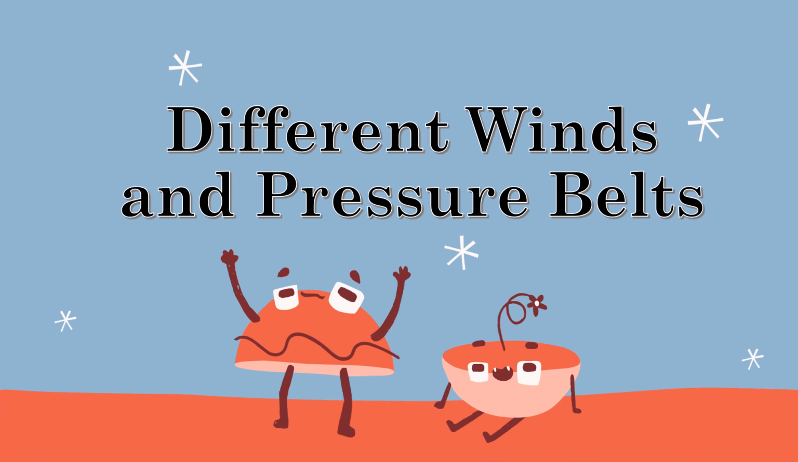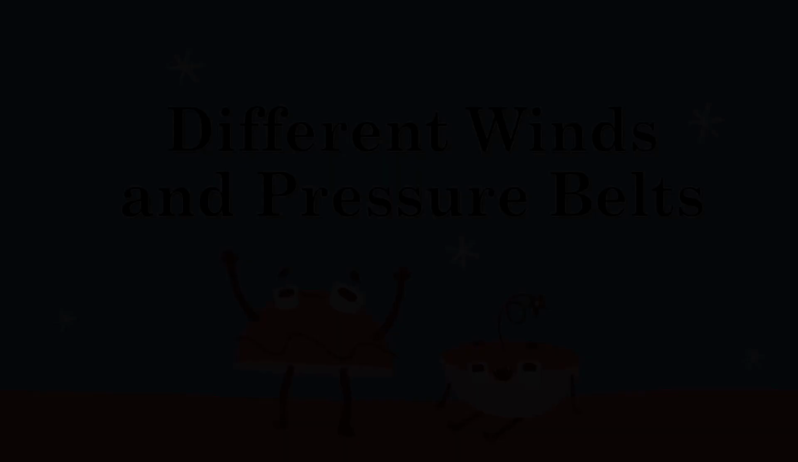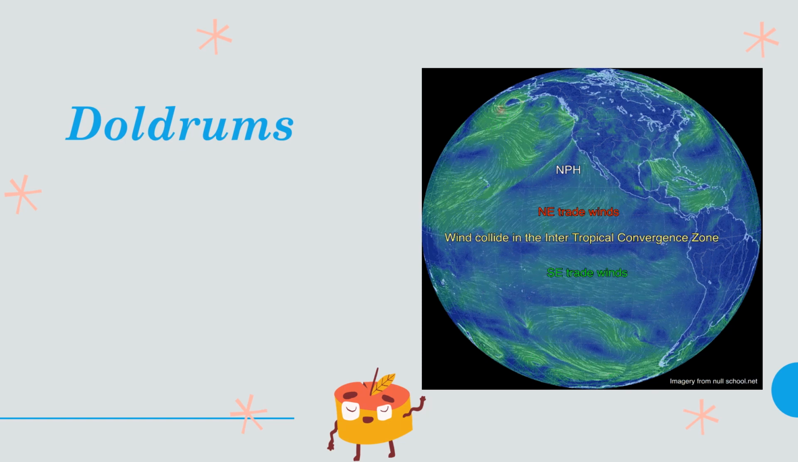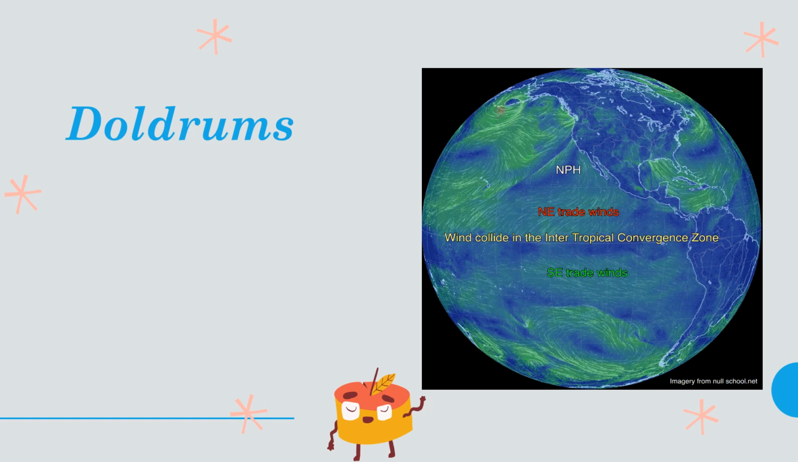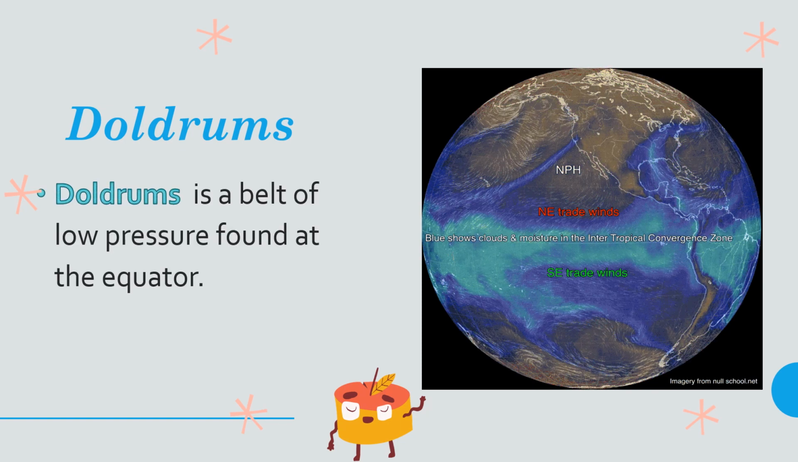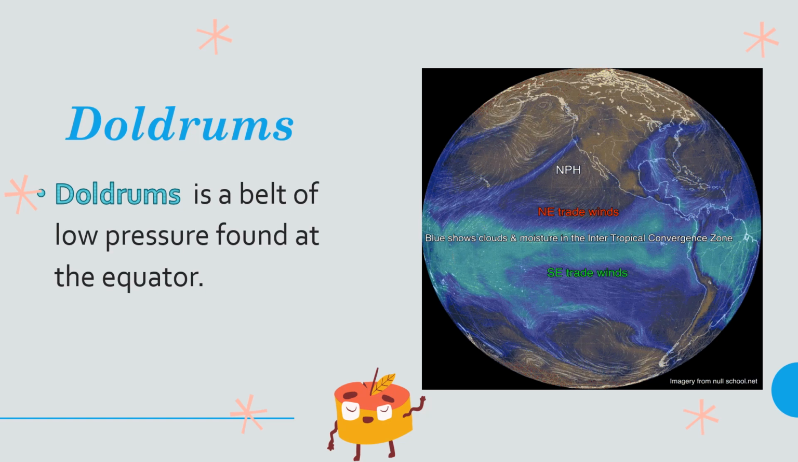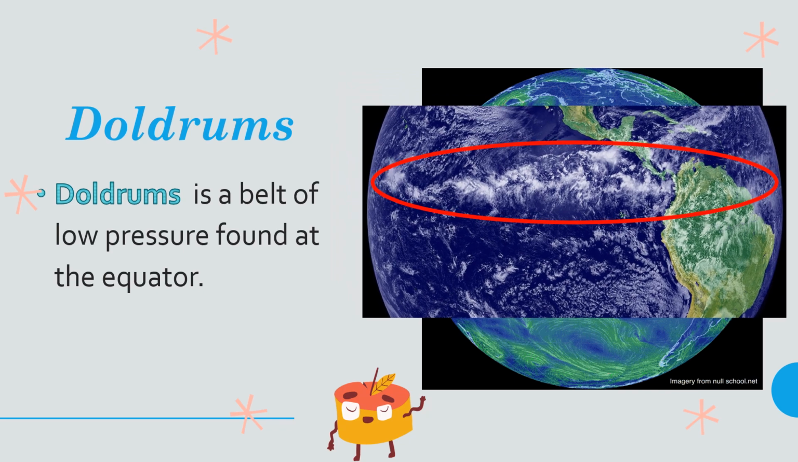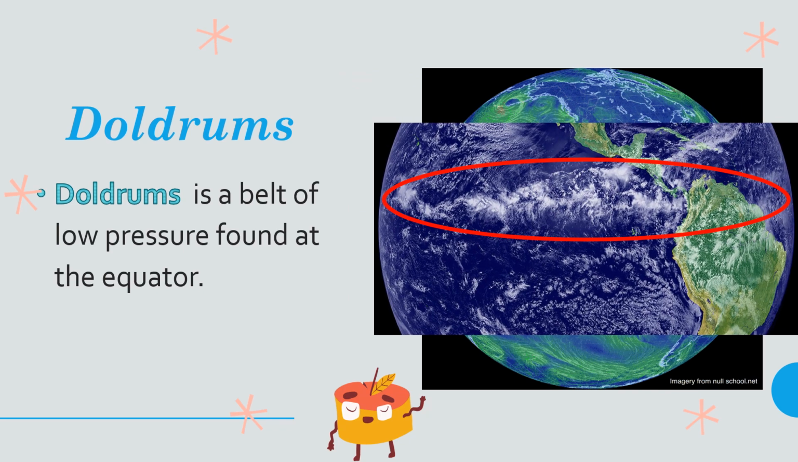Aside from the monsoon and Coriolis effect, there are many global wind systems that exist. In the following discussion, we will talk about the different winds and pressure belts. First, we have the doldrums. The doldrums is a belt of low pressure found at the equator. It is the area of cloudiness that encircles the Earth in the regions of the equator.